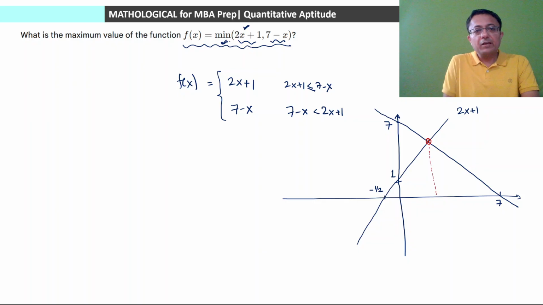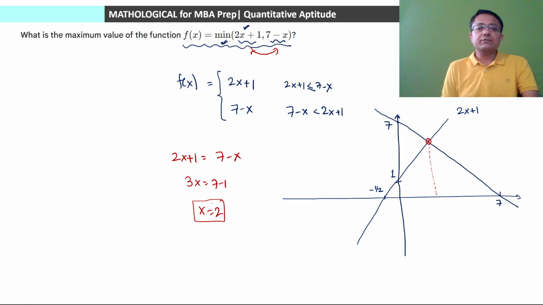And what will be the value? When these two will be equal, 2x plus 1 equal to 7 minus x, solve the equation. So 2x plus x, 3x will be equal to 7 minus 1, which is 6, and hence x equal to 2. At x equal to 2, both of these values, 2x plus 1 as well as 7 minus x, will be equal. 2x plus 1 will be equal to 2 into 2 plus 1, which is equal to 5. So at x equal to 2, the value of both the functions will be equal to 5.